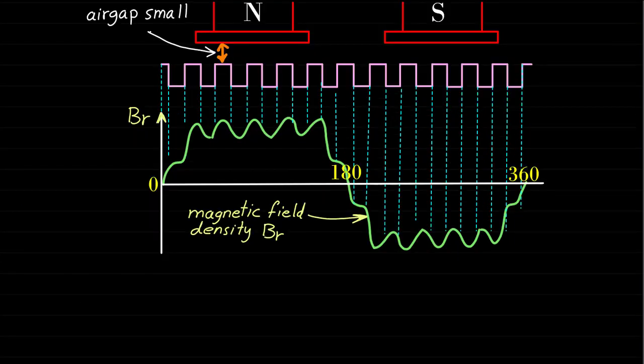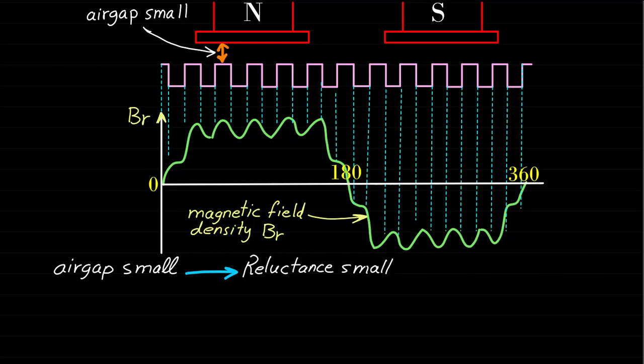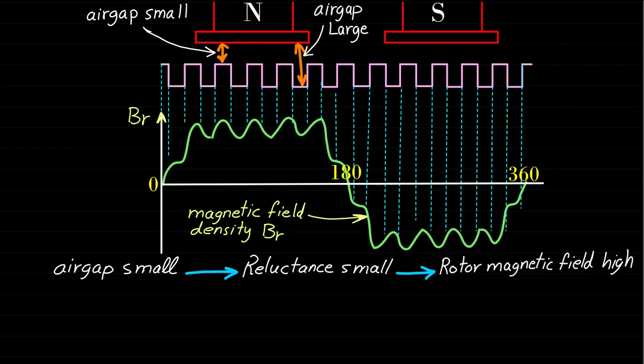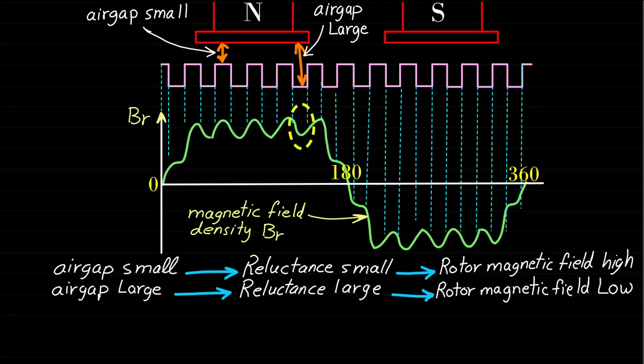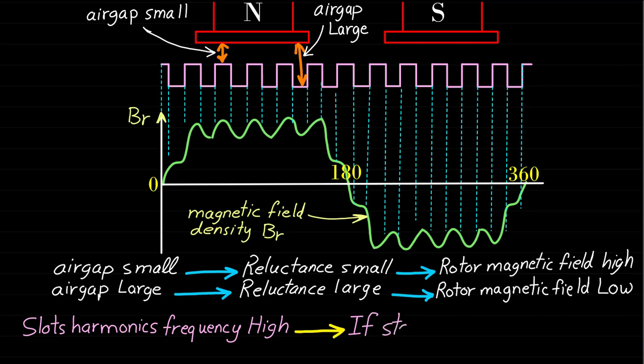So when the air gap is small, the reluctance is small and therefore the magnetic field is high. However, when the air gap is large, the reluctance is large and therefore the magnetic field is low. It should be noted that the slot harmonics frequency depends on the number of slots of the stator. That means the slot harmonics order or frequency will be high if the stator has a high number of slots.